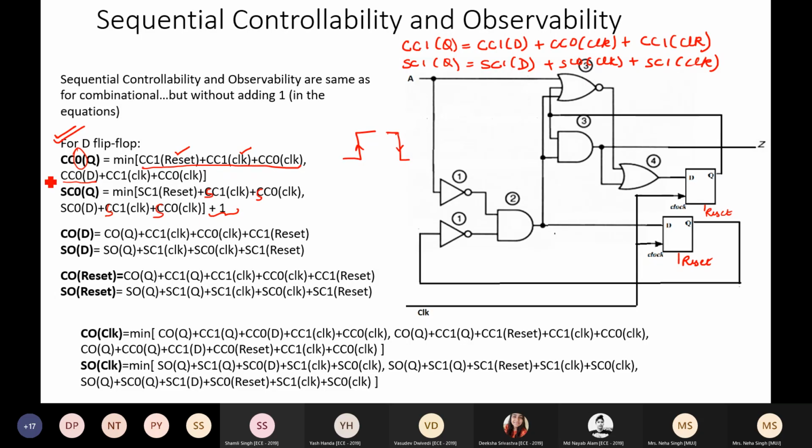Then you have observability defined for the inputs. What are the inputs of this flip-flop? D, clock and reset, right? So I have to define the observability for D, reset and clock. What will it be for D? The observability of D will be given as the output observability plus the clock edge plus reset, so CC1 of reset. Reset should be there. For sequential, I should use the sequential observability and the sequential values. So SO of Q plus SC1 of clock plus SC0 of clock plus SC1 for reset.